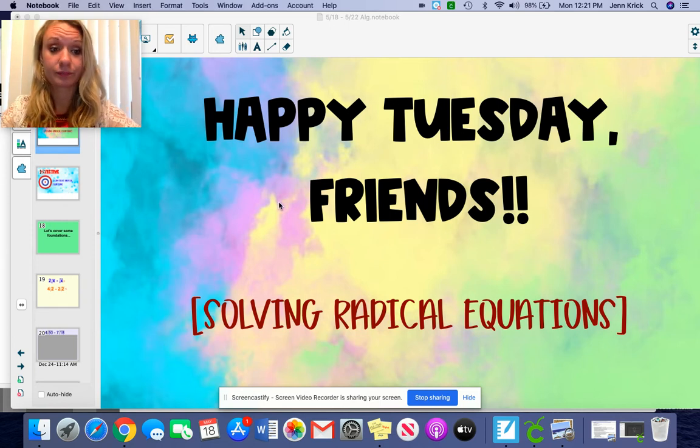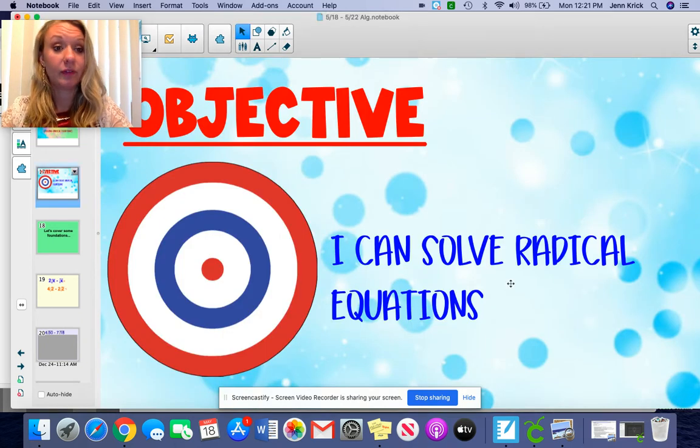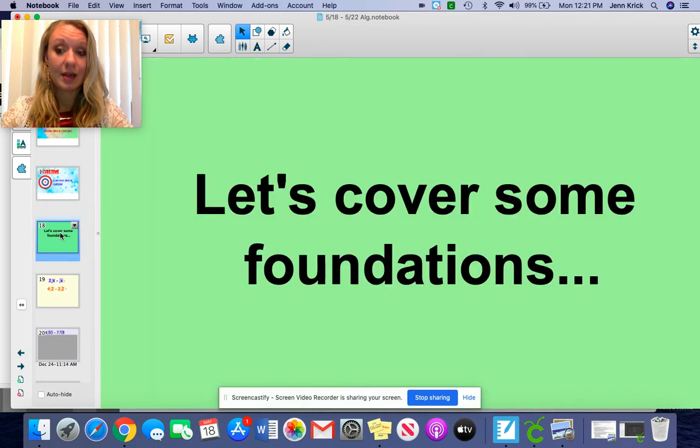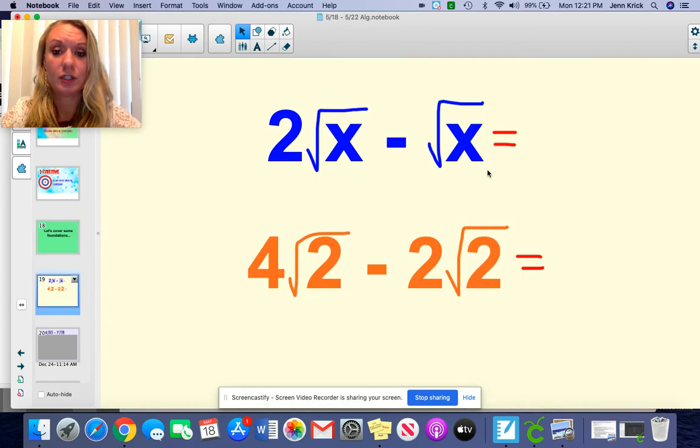So here we are. Your objective for the day is that you can solve radical equations. Essentially, any equations that have a radical sign, you're going to be able to solve them by the end of this lesson. Let's cover some foundations though. This is something we haven't really talked about too much, but once you see it once, it's really not too complicated.